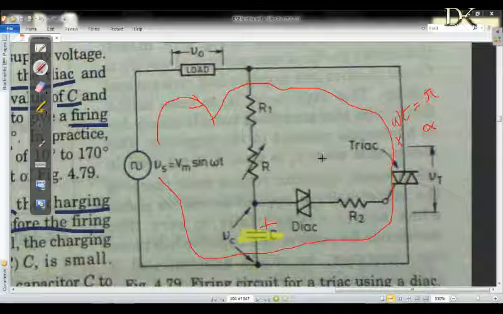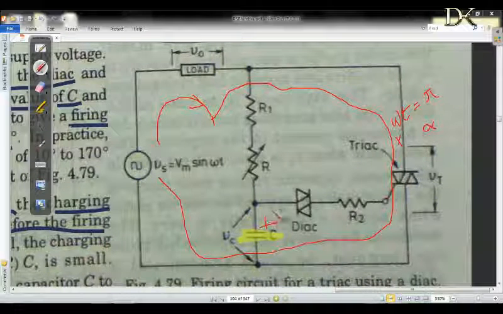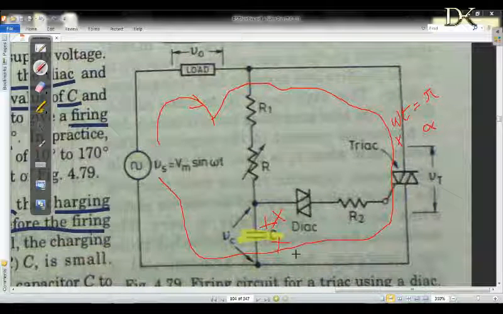After omega t is equal to pi, Vs becomes negative and the capacitor now charges with the lower plate positive. When Vc reaches the breakdown voltage of the diac, the triac turns on, and Vs appears across the load during the negative half cycle for pi minus alpha radians. At omega t equal to 2 pi, the triac turns off again and the above process repeats.